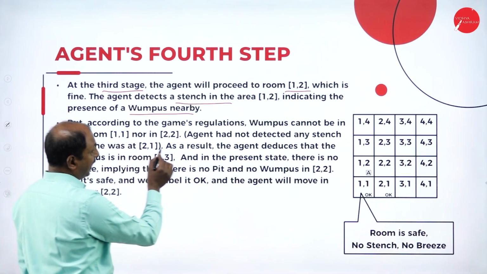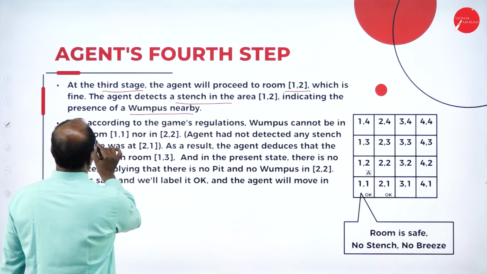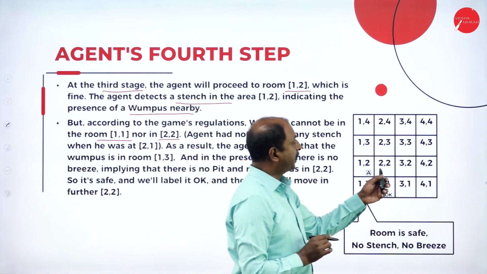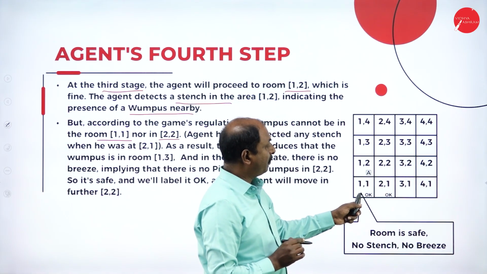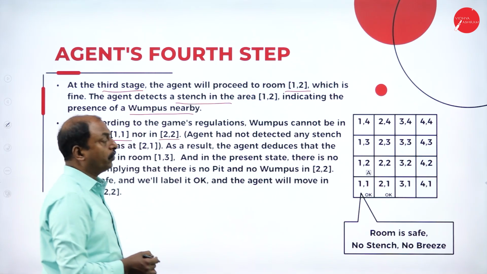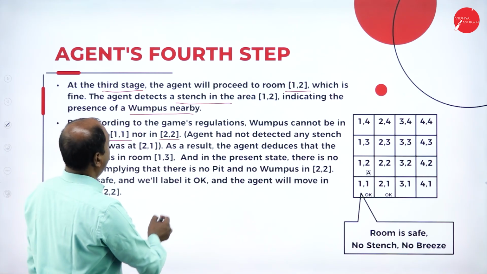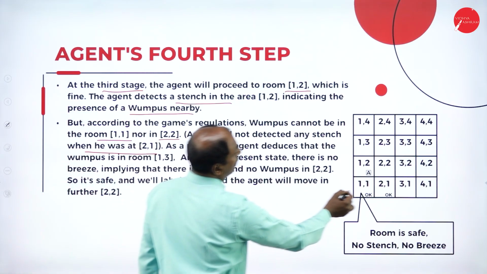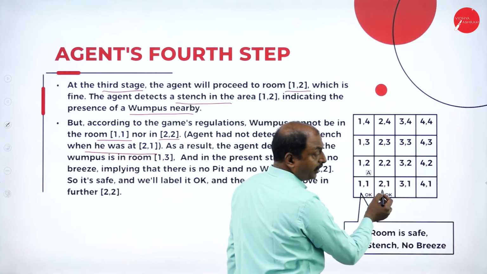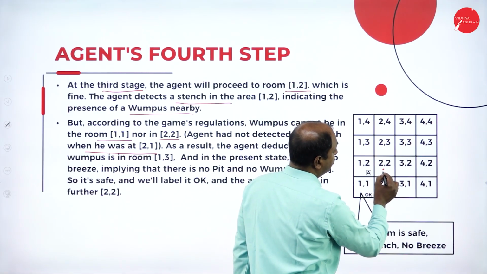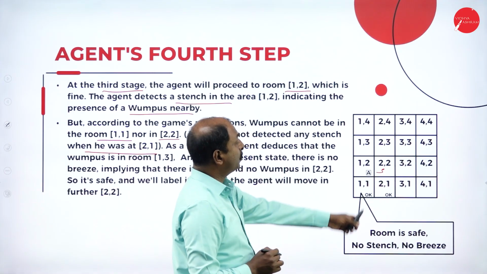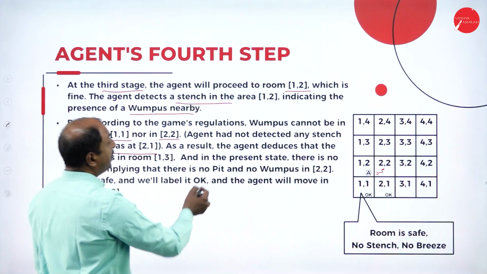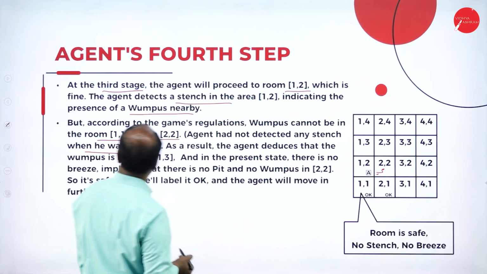Then according to the game's regulations, the wumpus cannot be in room 1, 1 nor in 2, 2, because as per the rules of this game it cannot be there. And the agent had not detected any stench when he was in 2, 1. When he was in 2, 1, he did not detect any stench at that point. So no stench means there is no wumpus nearby. That is what he perceived at this stage.